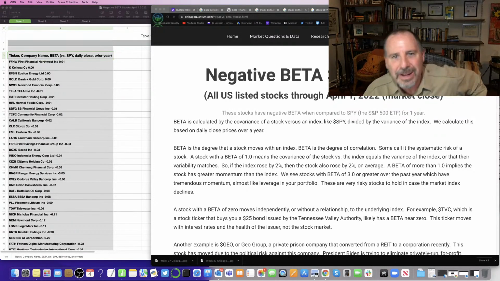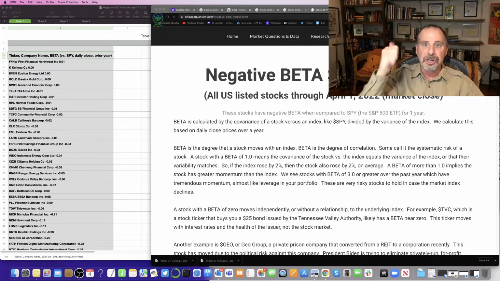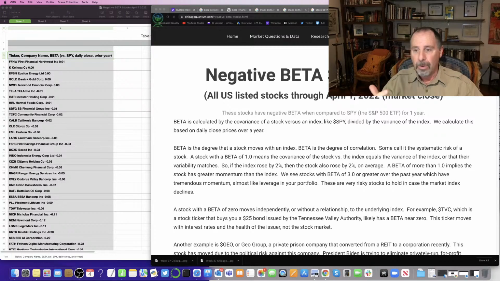I'm here to talk about negative beta stocks, how to trade them, what they are, what the actual stocks are, how to calculate it for yourself, and more importantly, how to think about hedging your portfolio using negative beta stocks. So the first thing I'm going to do is show you where to find the list.